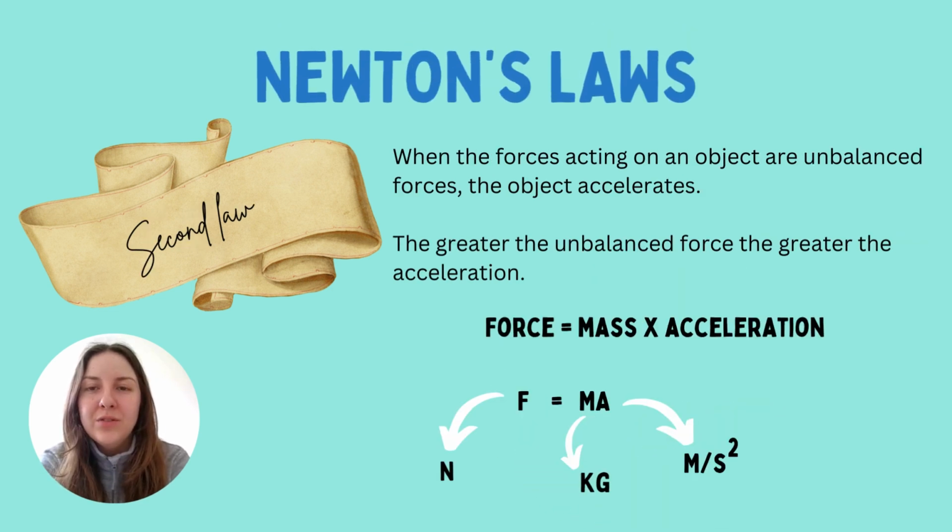Newton's second law tells us when the forces acting on an object are unbalanced, the object begins to accelerate. And we can use this information and put it into an equation. Force is equal to the mass of an object times the acceleration, or F equals ma.